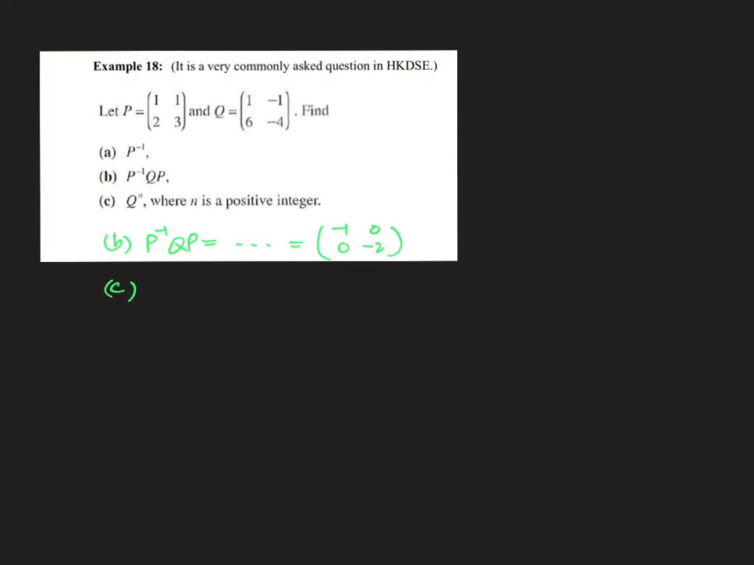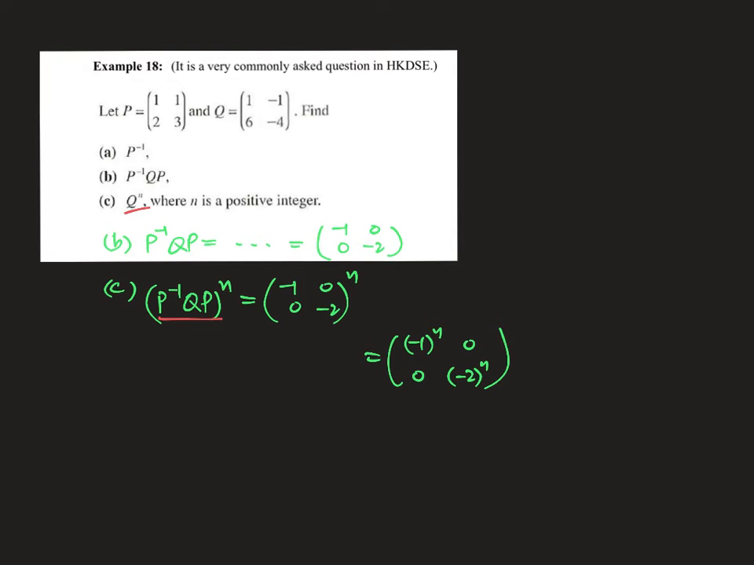Right now, we have P inverse QP to the power n is equal to minus 1, 0, 0, minus 2 to the power n. For the right-hand side, because it's a diagonal matrix, you have a very favorable result by just moving the power onto the numbers along the diagonal. Now the question is how we relate this left-hand side to Q to the power n. The trick is you have to break down the left-hand side in order to see some feature behind it.